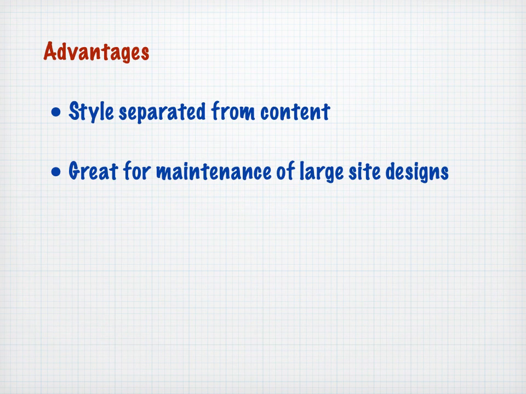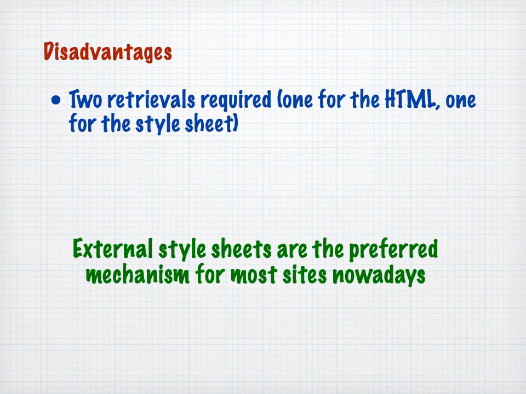And that's really good because, as we've seen, it keeps the style separate from the design, and it's great for maintenance of large sites. So, you could have a site that's got 500 web pages and you have all the CSS in a single file. And if you have to make a change, you make a change to that file, and that change immediately ripples through all the HTML pages that are using that style file. The disadvantage is that you have to retrieve the HTML page and the CSS, but nowadays it doesn't really make much of a difference. External style sheets are, as I've indicated, the preferred mechanism for most sites nowadays.